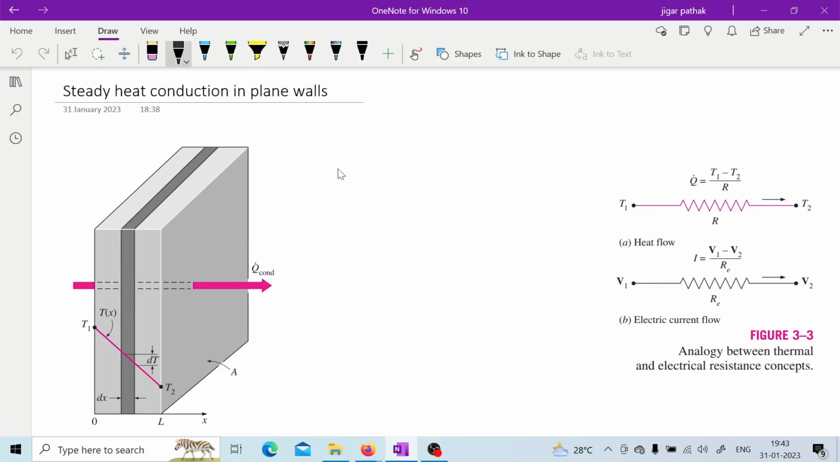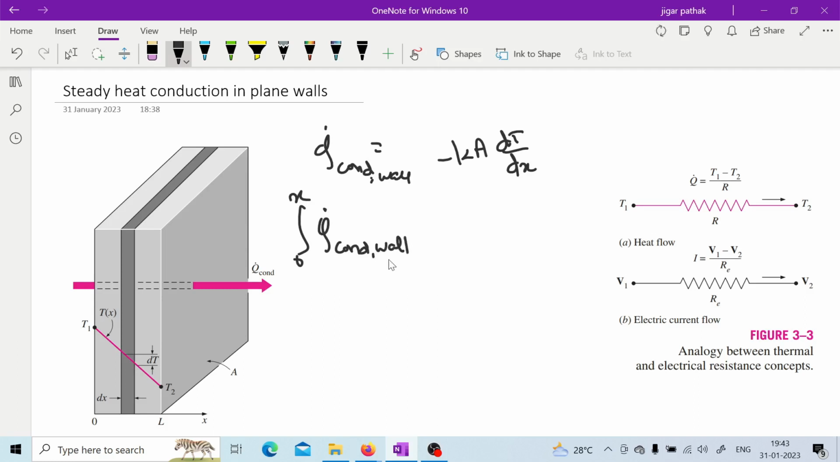As you already know a little bit, in this case your Q conduction through wall is simply represented by minus KA dT by dx. For this particular element, if you integrate it over the whole wall, then it is 0 to x, and the temperature will be T1 to T2. As you can see here, T1 to T2 is the temperature, and dx is integrated over 0 to x.